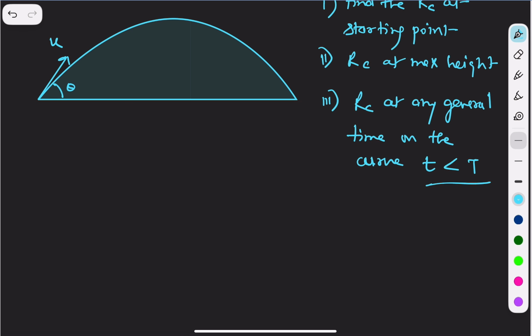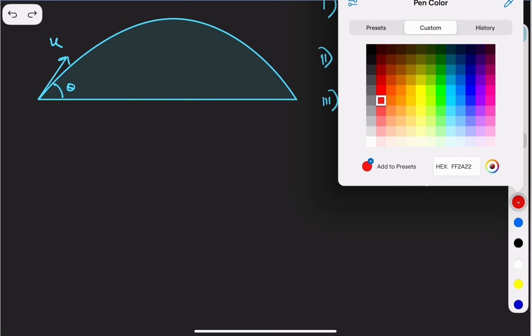So if you see here guys, let me choose some darker color. I'll choose a little darker one. Okay, now I think that would work. Or should I take this one? Let me take this only guys.